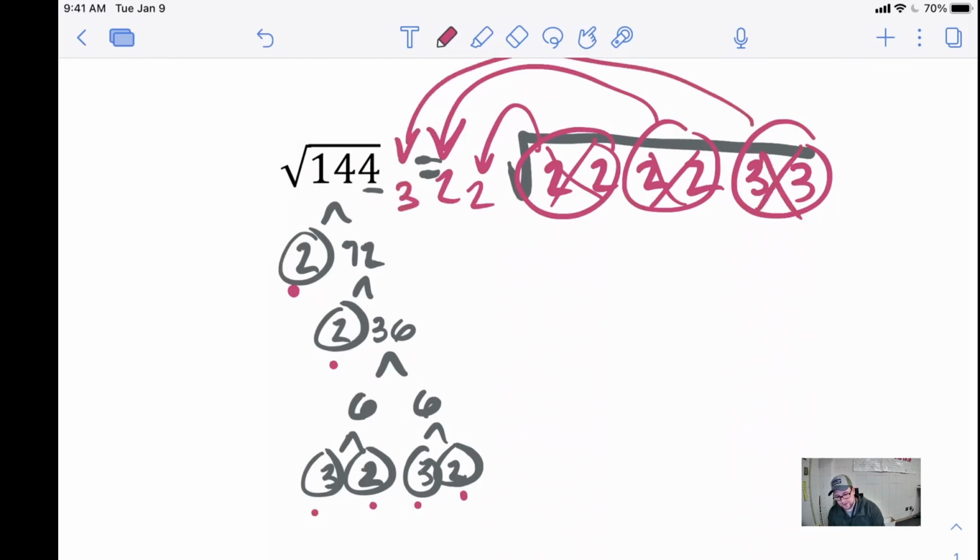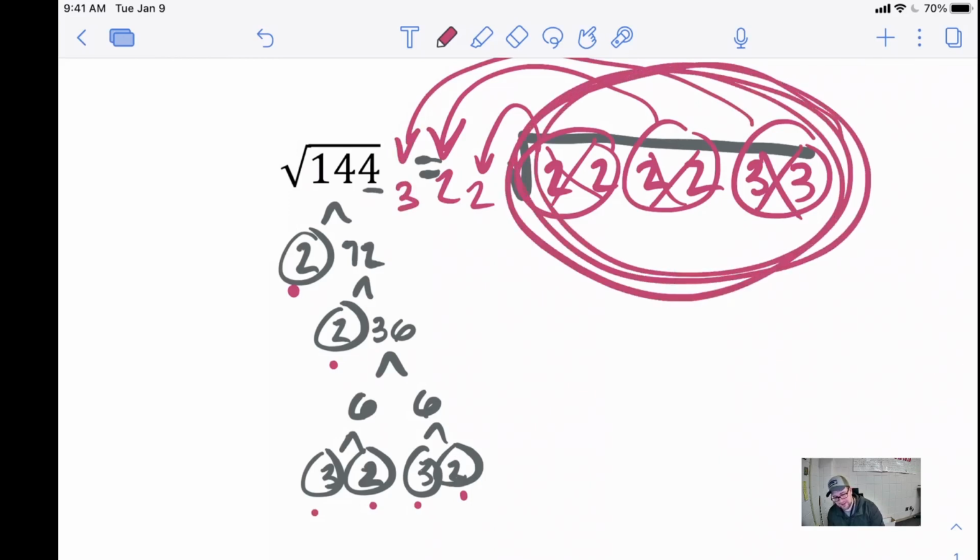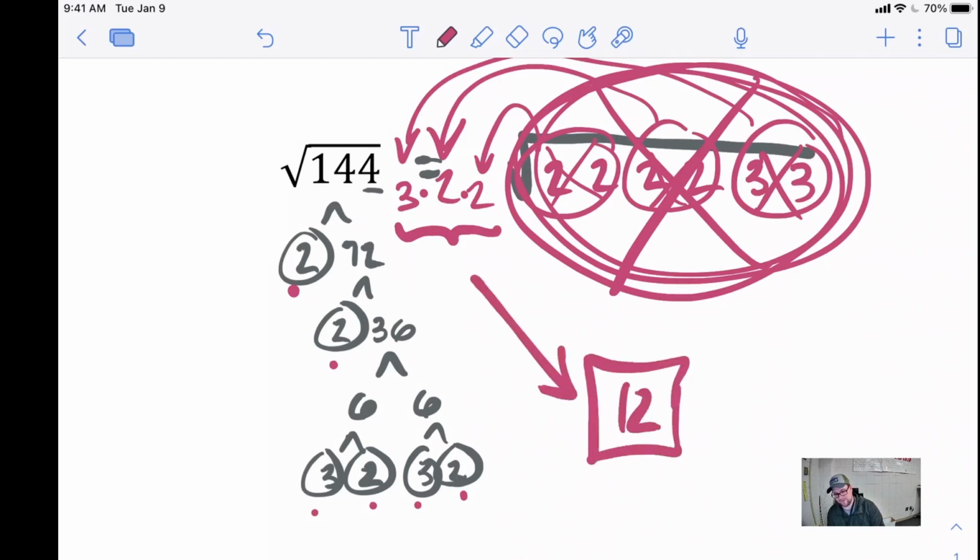Now, if you notice, there's nothing left inside the square root over here. That means that whole thing is gone. We don't have a square root in this problem. To finish the problem, we just need to multiply the outside numbers together. So 3 times 2 times 2, well, 3 times 2 is 6. 6 times 2 is 12, which makes this our final answer.